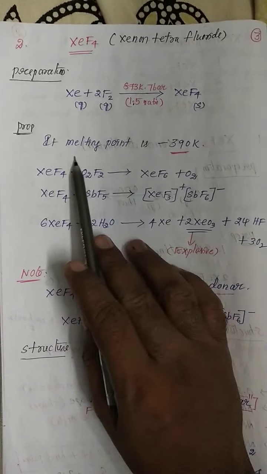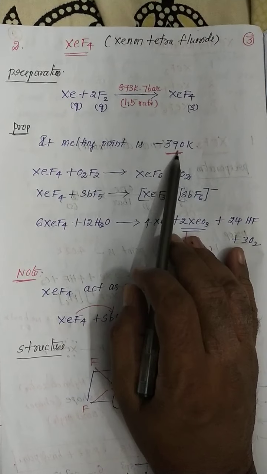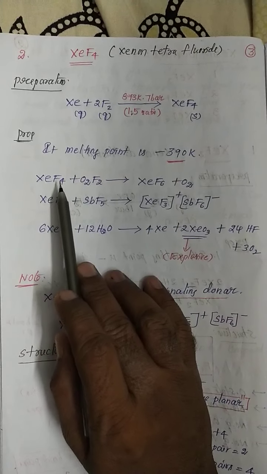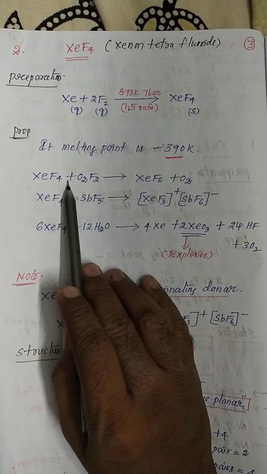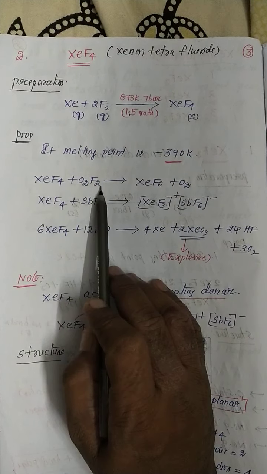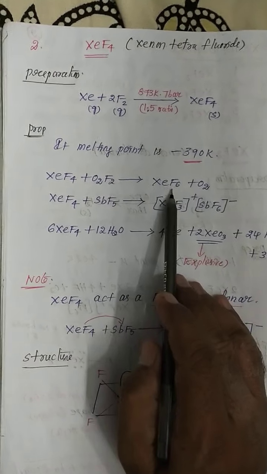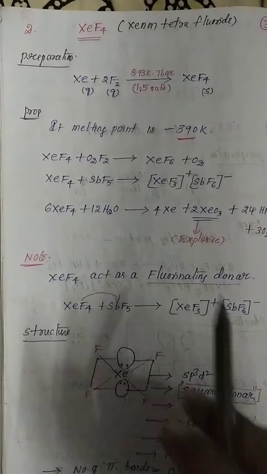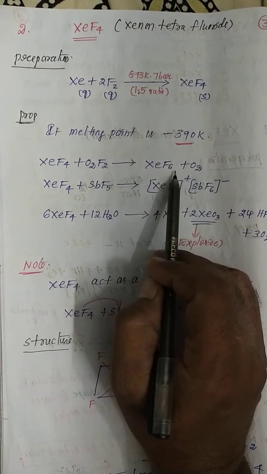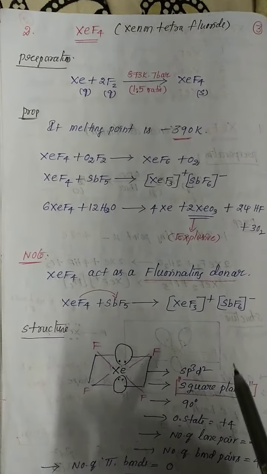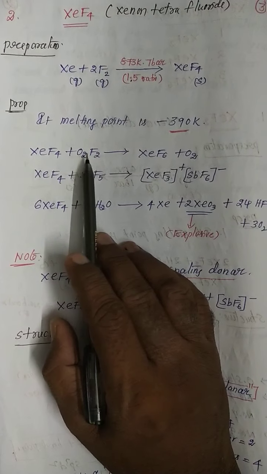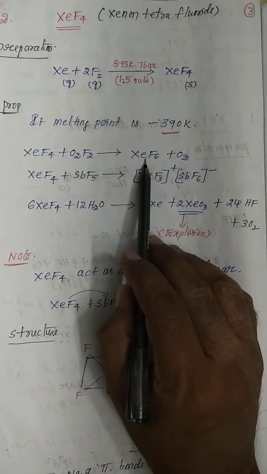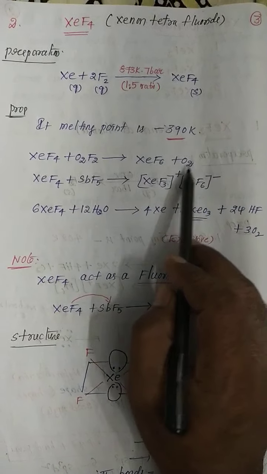Actually here the melting point of xenon tetrafluoride is 390 kelvins. Now the xenon tetrafluoride is reacted with dioxygen difluoride, O2F2. Now what happened, important equation: xenon hexafluoride is formed. So this equation is considered as a preparation of xenon hexafluoride. Xenon tetrafluoride reacted with dioxygen difluoride gives xenon hexafluoride plus oxygen.